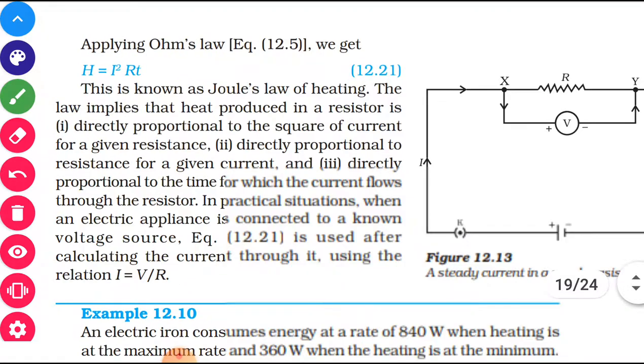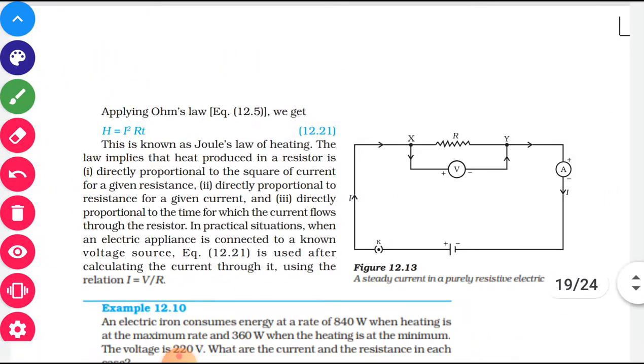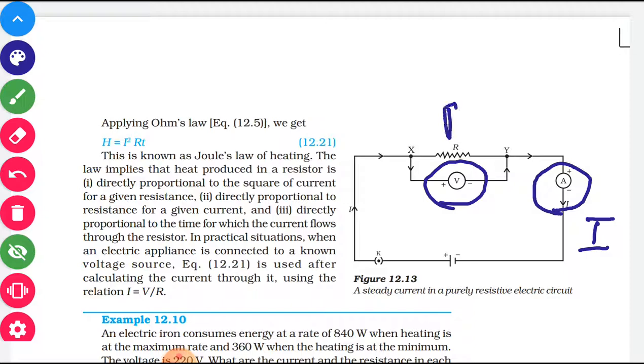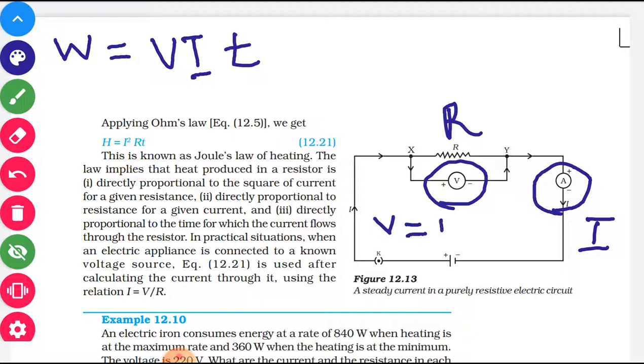So this part is explained, or you can consider this circuit as an understanding. Here the potential difference is V, the amount of current measured by the ammeter is I, and the resistance is R. The heat produced, W, is equal to VIt. Now, according to Ohm's law, V is equal to I into R. So instead of V, if I write IR, then this becomes I square R into t.